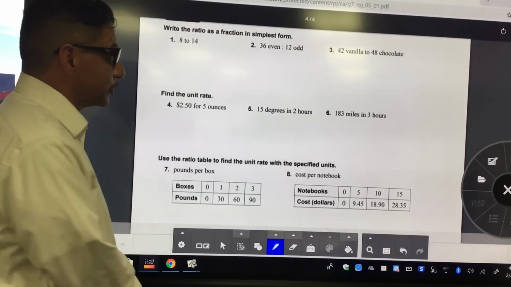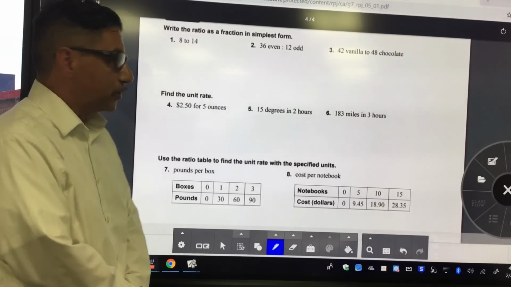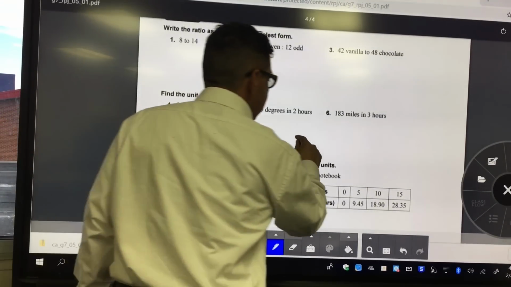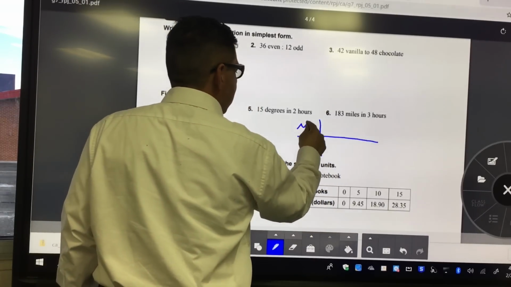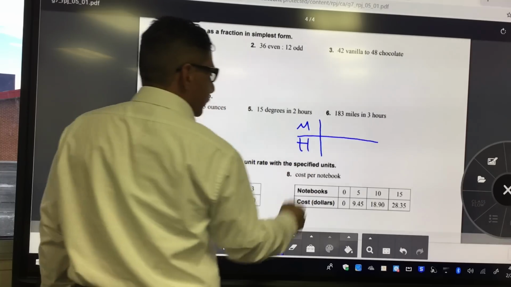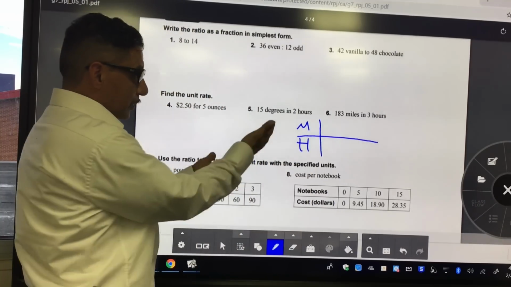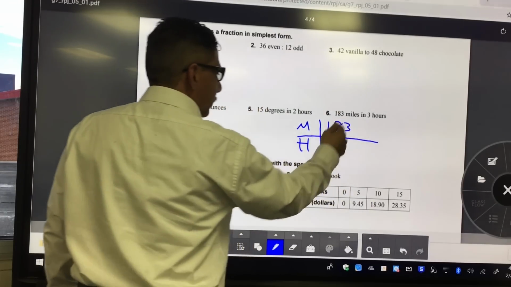And now let's look at number 6. Number 6 says 183 miles in 3 hours. So let's set up our table. On the top, we're going to have miles, and on the bottom, we're going to have hours. How many miles? 183 miles in 3 hours.